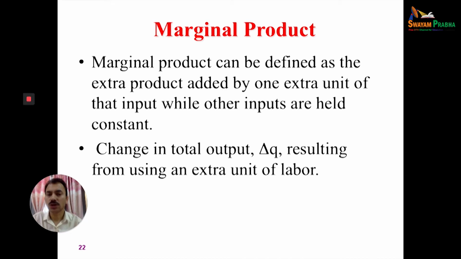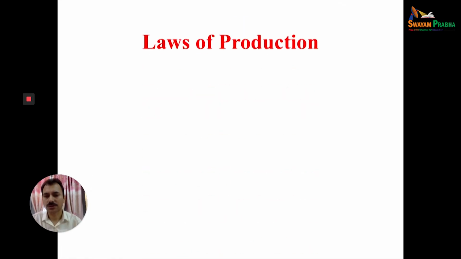It is the change in total output, say delta Q, resulting from the change of one extra unit of labor. Mathematically, marginal product is the change in quantity due to change in labor: delta Q divided by delta L. Marginal product is the additional product.